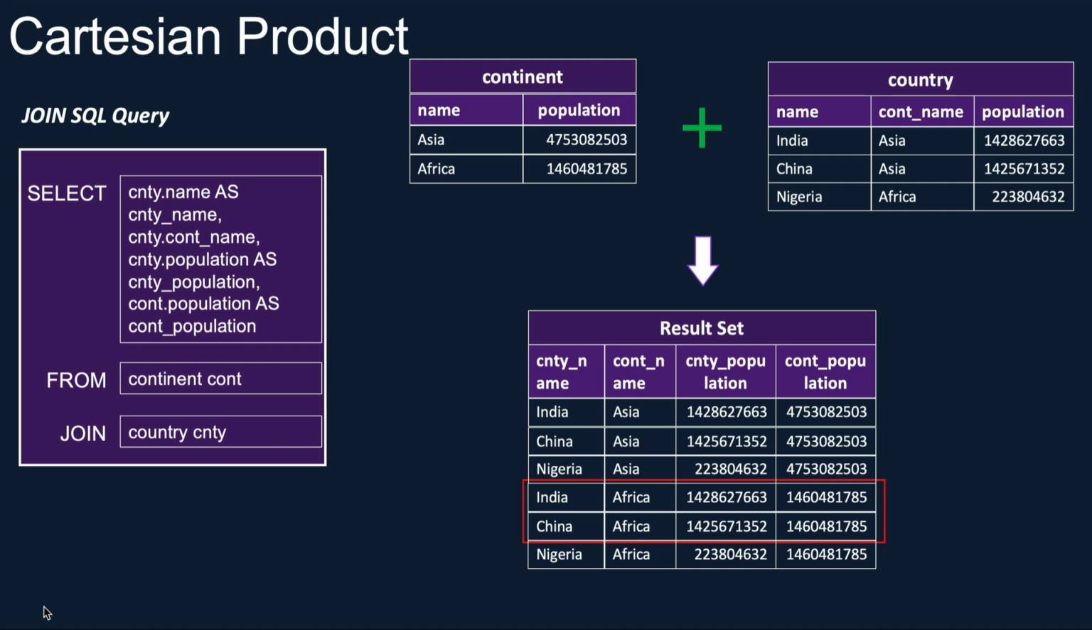Having said that, there are scenarios where people intentionally write code to produce a Cartesian product. One of the most common use cases is to generate test data for performance testing.